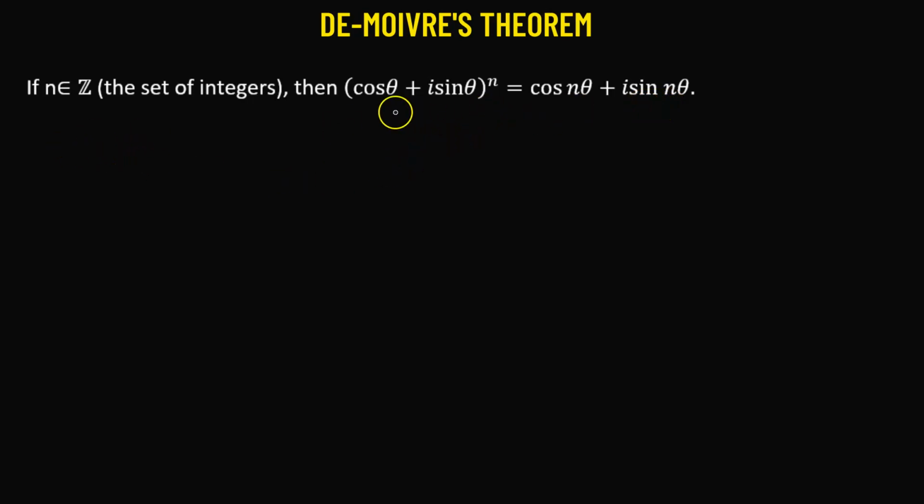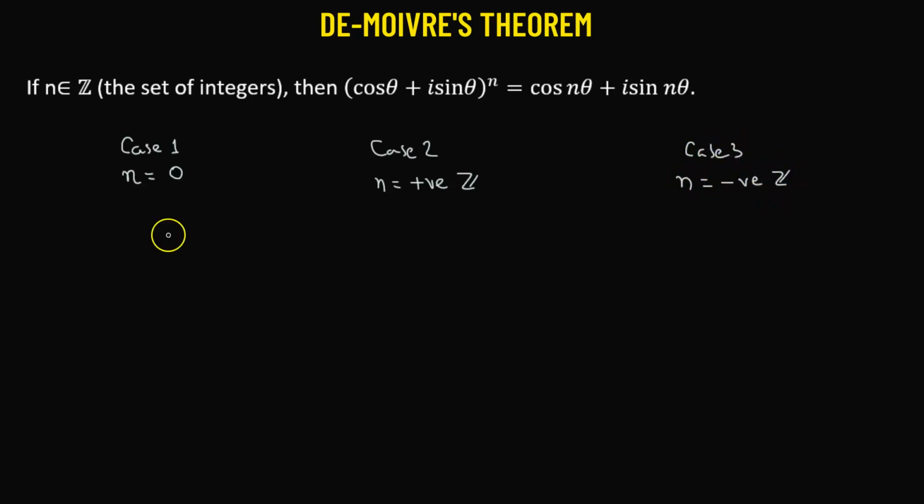So what we'll do is try to prove this particular statement, and there will be three cases. Let's divide it into cases. Case number one, we'll consider n equals 0. Then in case number two, we'll consider n to be a positive integer. And in case number three, we're going to consider n as a negative integer. So let's begin with the first one.